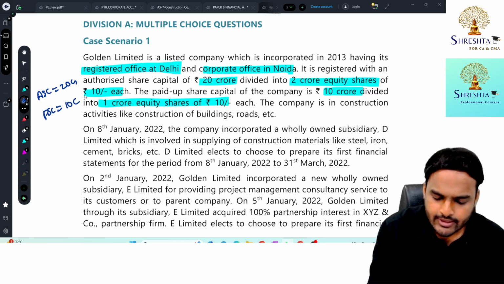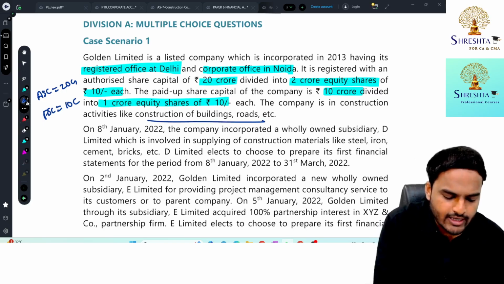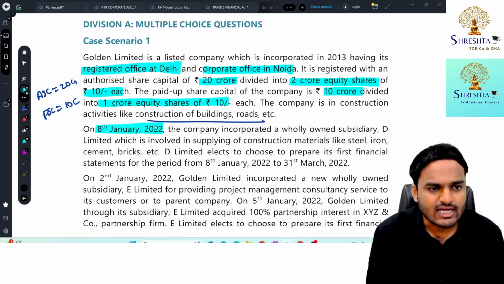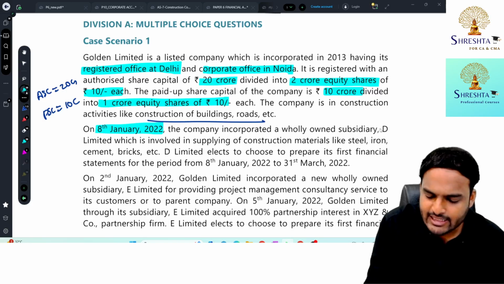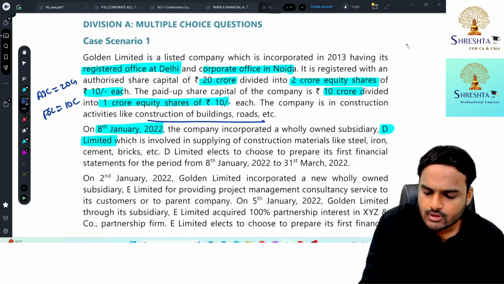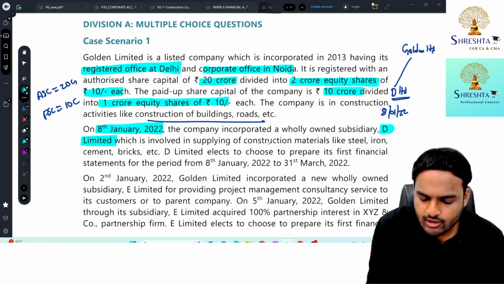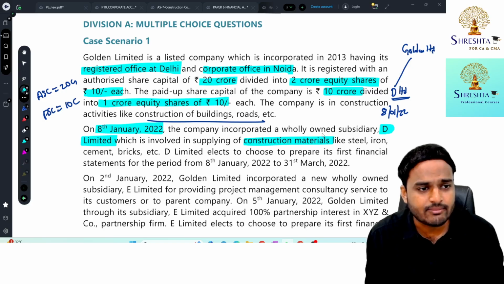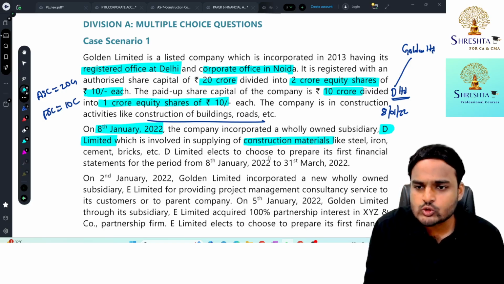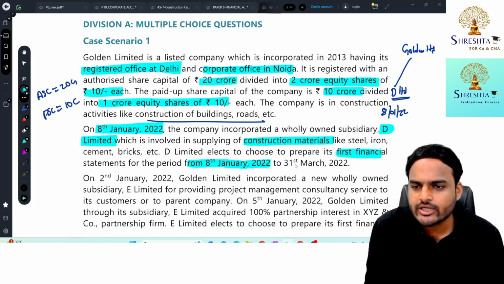10 crores. Next one. The company is in construction activities like construction of buildings, roads, etc. On 8th January 2022, the company incorporated a wholly owned subsidiary D Limited. So D Limited is a wholly owned subsidiary to Golden Limited. So first Golden Limited, that is having subsidiary D Limited. So date of incorporation 8th January 2022, which is involved in supplying of construction materials like steel, iron, cement, bricks, etc.